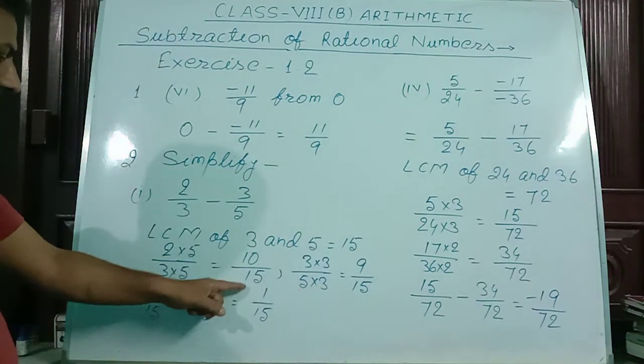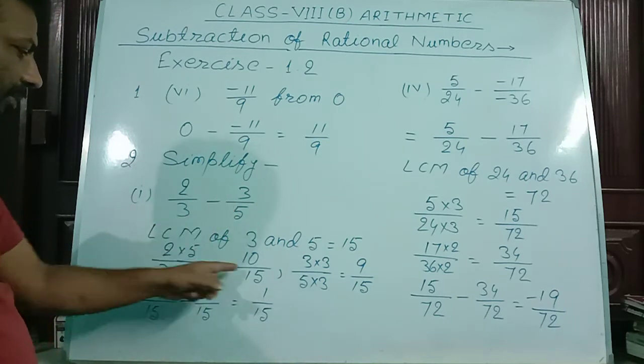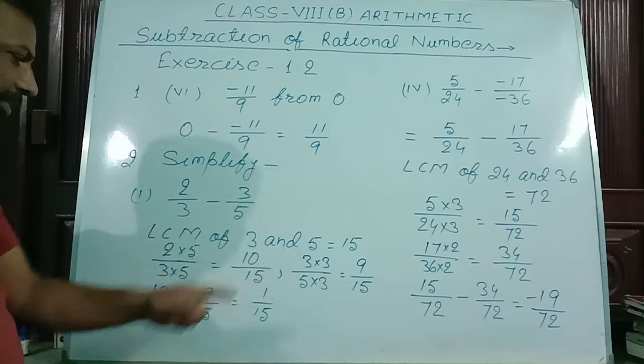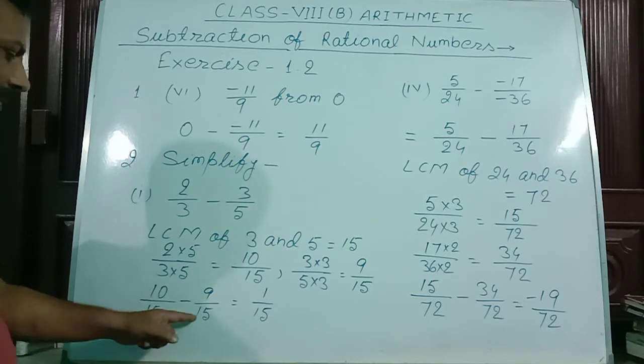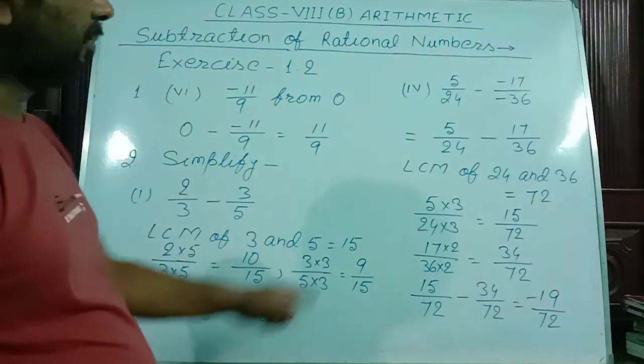So this became 10 by 15 minus 9 by 15. These two are the equivalent fractions. So at these two places I have written the equivalent fractions 10 by 15 and 9 by 15. It became 10 by 15 minus 9 by 15 equal to 1 by 15. That is the answer.